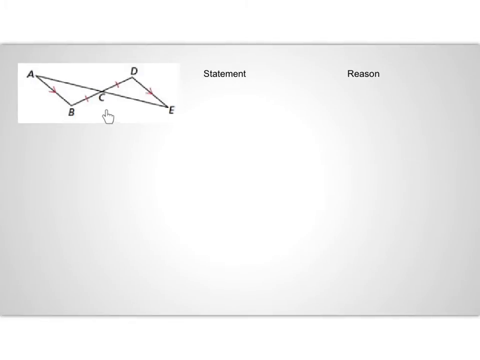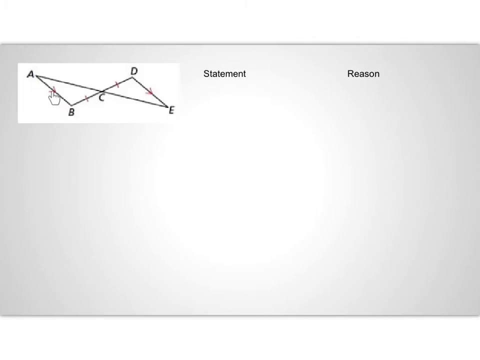Now looking at this one, I notice a few things about this diagram to begin with. One, I've got 2 side length segments that are given that are congruent to one another, so there's going to be a side in here somewhere. Also, I've got lines that cross that make an X in the middle here, so that's going to give me a pair of vertical angles.